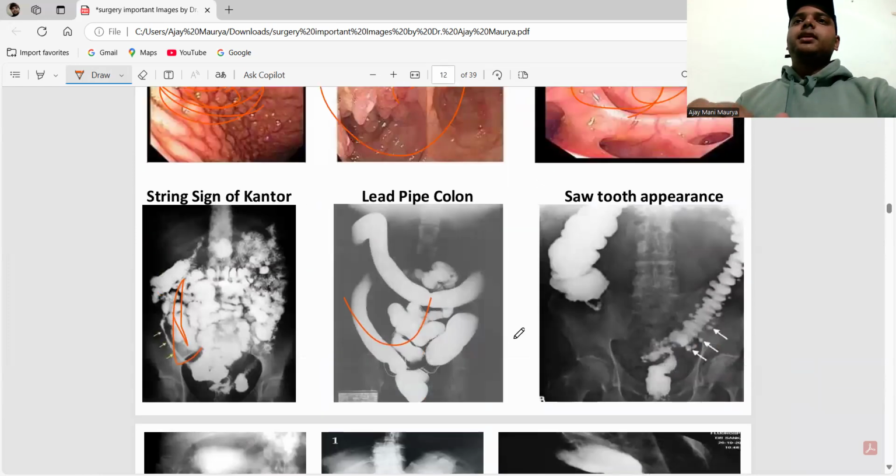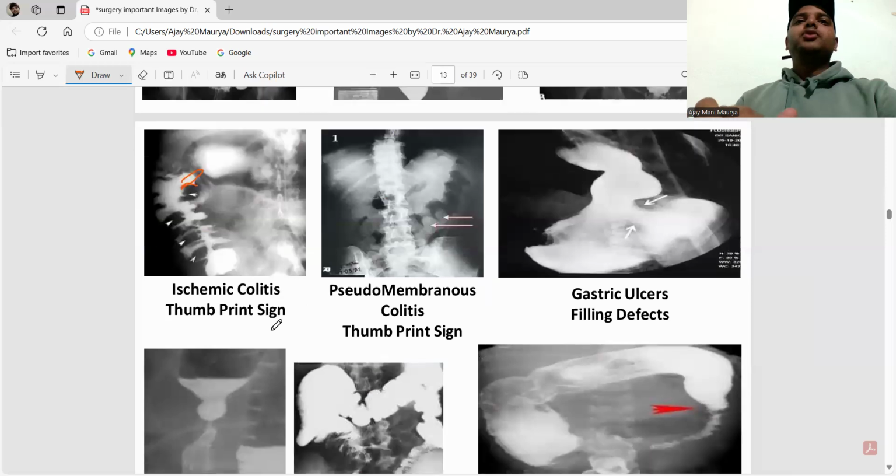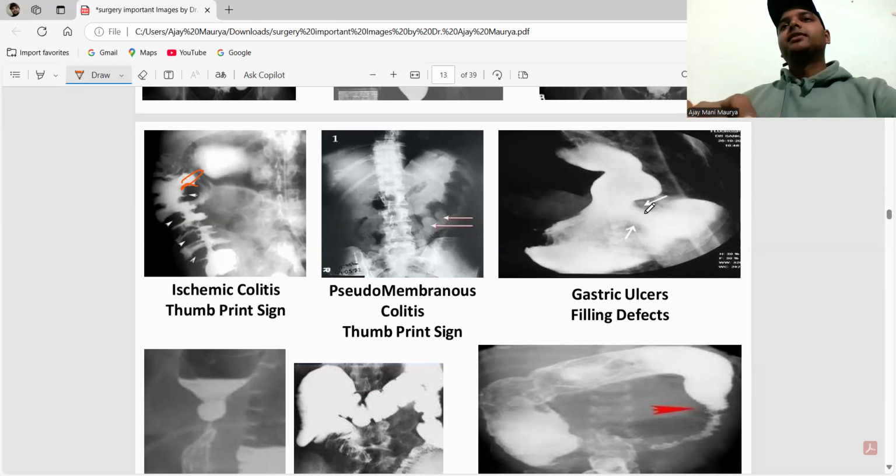Done. Next one, guys. This one is the ischemic colitis. This is the thumbprint sign. This is the pseudomembranous colitis, which also shows the thumbprint sign. Now the gastric ulcer. There is a filling defect. Gastric ulcers.